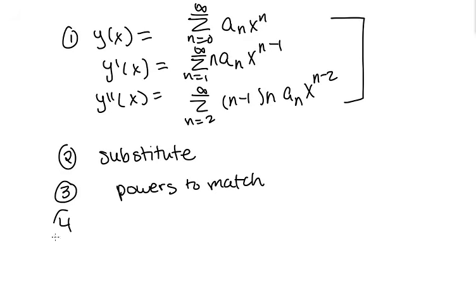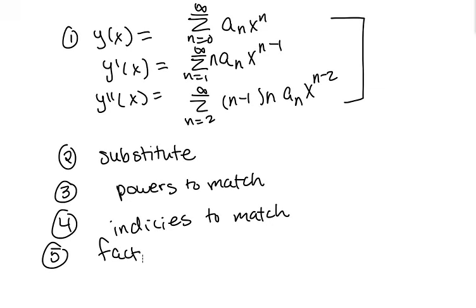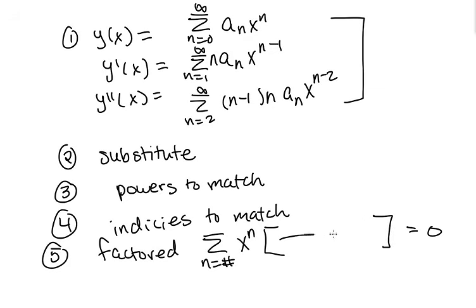Our fourth step was we wanted our indices to match. So we looked at our highest index and tried to make all the series match to that. Our fifth step was we factored. We factored the summation n equals whatever number we had. In our case, we had a 2, x to the n. And then we got our recurrence relation in here. So this was our recurrence relation.